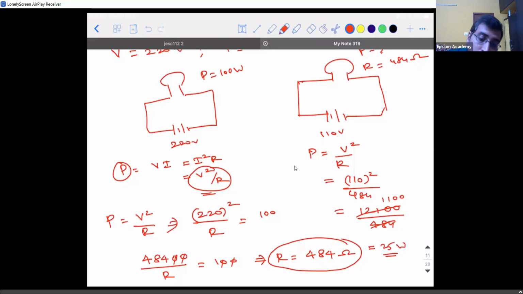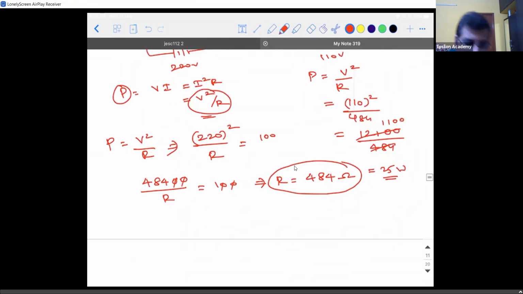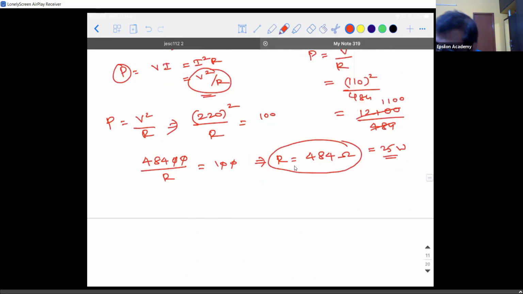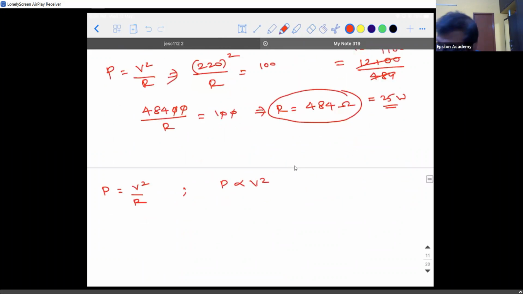So what we can do is one thing. This is one way to solve. This is a slightly lengthier way. I'll tell you an easier way to solve. Power is equal to V square divided by R. Since R is the same in both the cases, I can say P is directly proportional to V square.